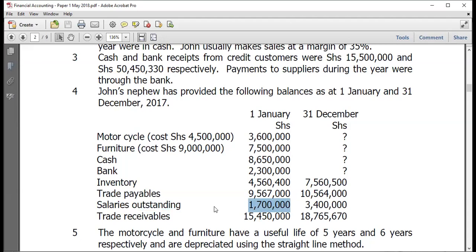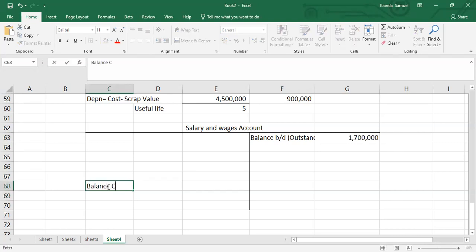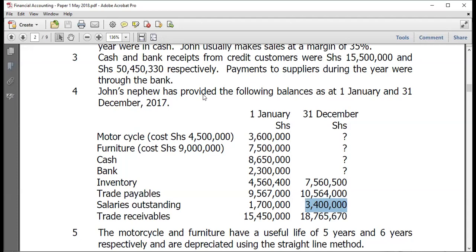But remember, salaries outstanding are liabilities, and liabilities have a normal credit balance. So once I come here, I'm going to record it on this side because these are liabilities. So I'm going to have my balance brought down. Maybe just to not confuse you, these are salaries outstanding. Balance brought down. I'll record it here as that value, and then I'll have my balance carried down, which is similar to outstanding in the same way. But in this case, I'm going to record 3.4, okay? So right there, that's what I'm going to record now.